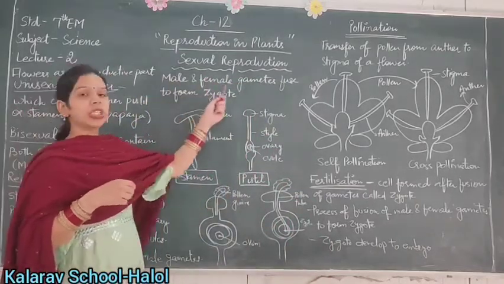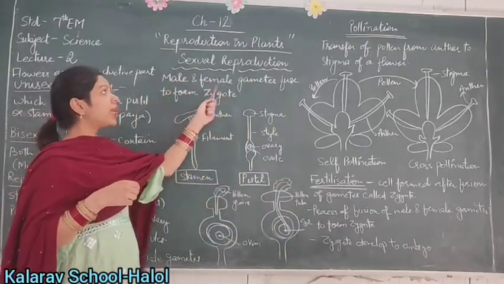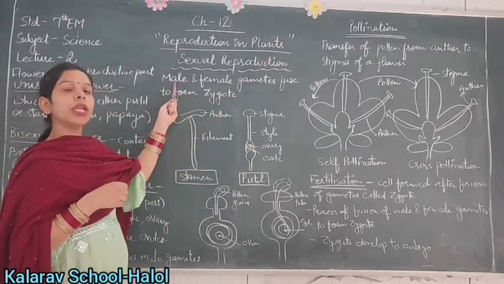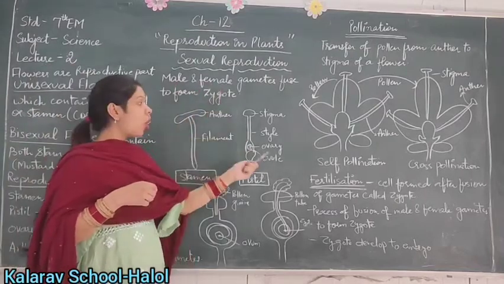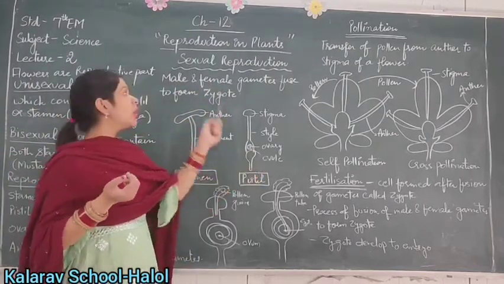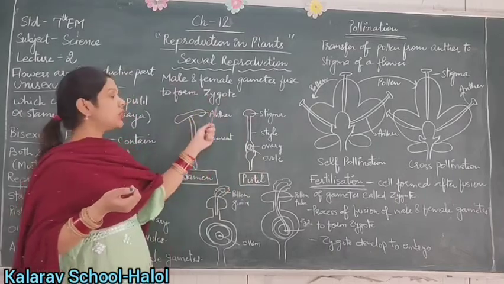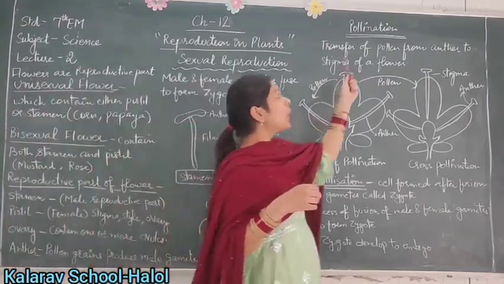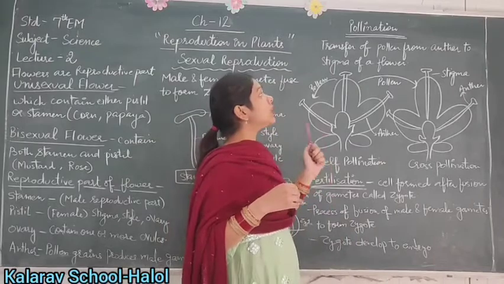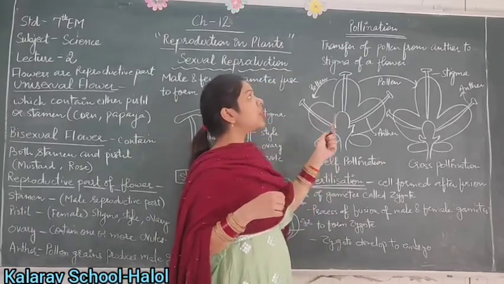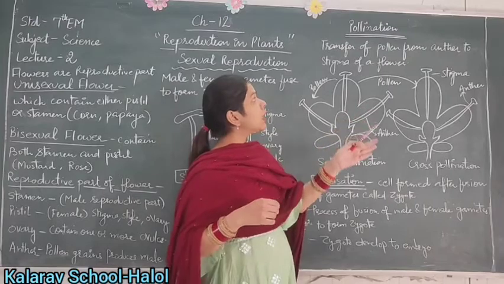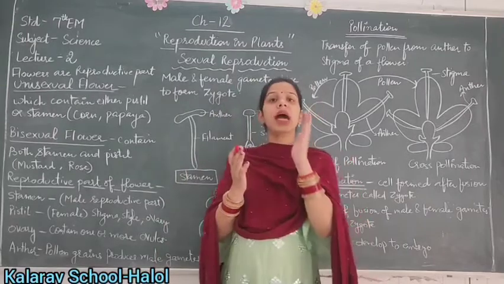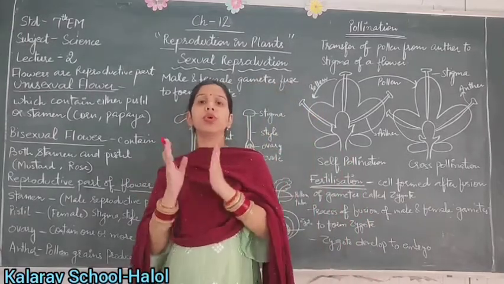Sexual reproduction is when male and female gametes fuse to form a zygote. Male gametes are pollen grains. Female gametes are the ovule or matured egg. When these fuse, they give rise to a zygote, that is the offspring. Next is pollination. Pollination is the process of transfer of pollen from the anther to the stigma of the flower. The question arises how male and female gametes fuse together.